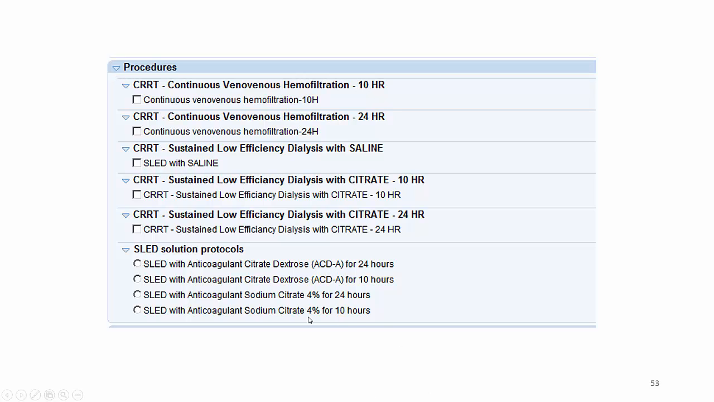Sodium citrate is rarely used, but it is used, and the theory behind it is that if you have a patient who's very acidotic, then sodium citrate probably will give you less acid load than the dextrose, and then you'll end up with less severe acidemia. That would be the only reason to use sodium citrate.